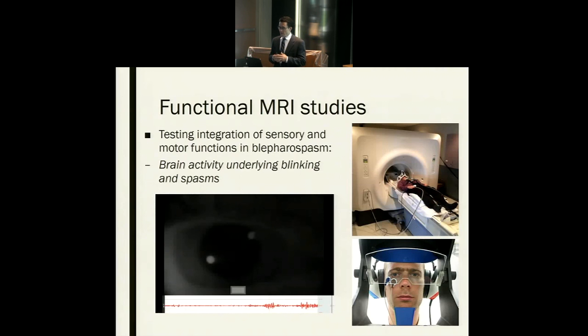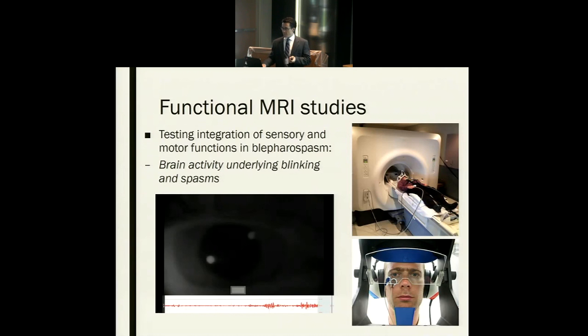So the other thing to do, since we have them in the scanner and we're checking their EMG signal as they're lying there, is to say, well, if we just don't puff them in the eye and the eye is just spasming away, what is the brain doing when they're having these spasms? We can take the signal from these electrodes that measure the muscle activity and match it with the brain activity and try to see what brain network or circuit is active at that time.